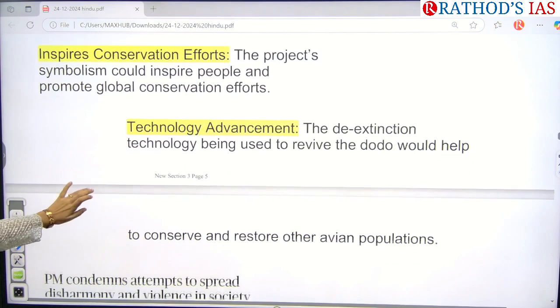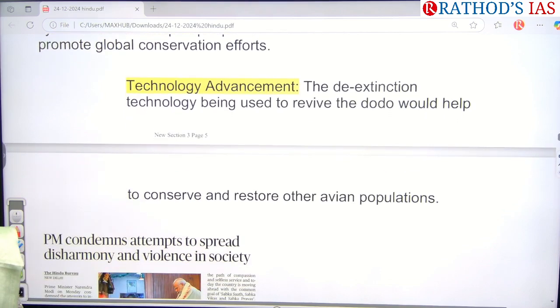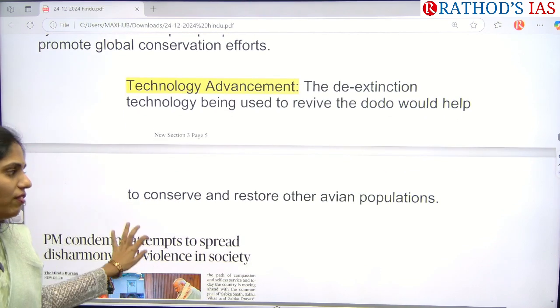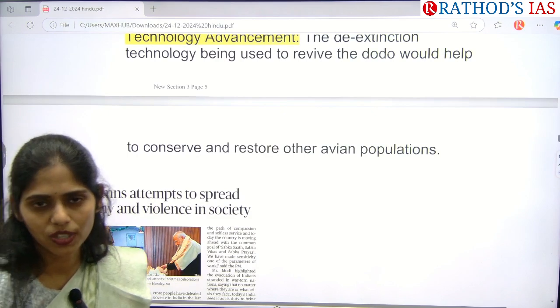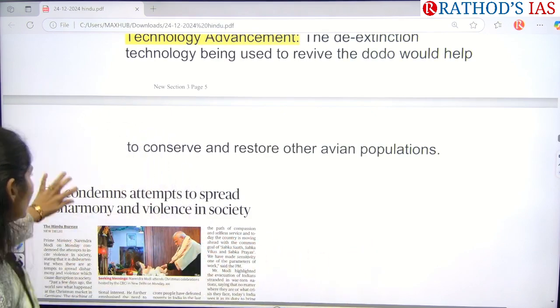And the next one is that we can revive this dodo so that we can focus on conserving as well as restoring other avian populations. So this is the thing. And see this article.